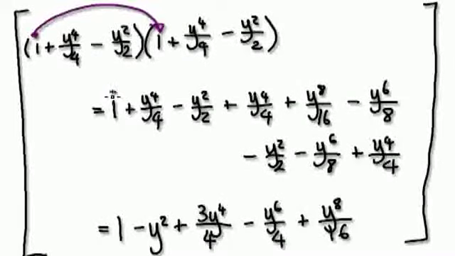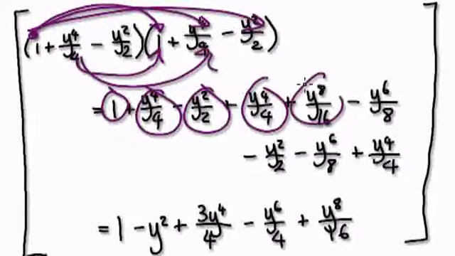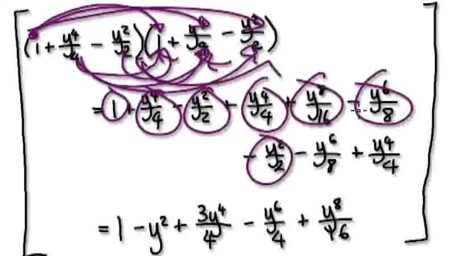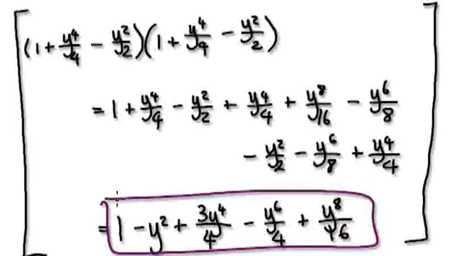So this times this will be 1. This times this will give you this, and so on for each of the terms. That will then take you to here, and then tidy up. It will give you this.